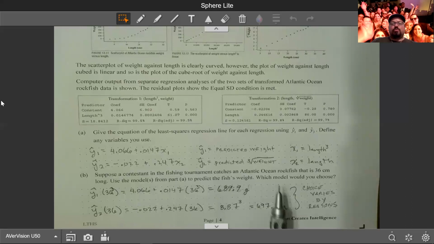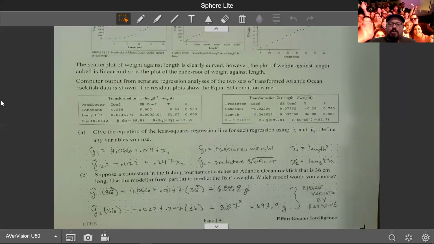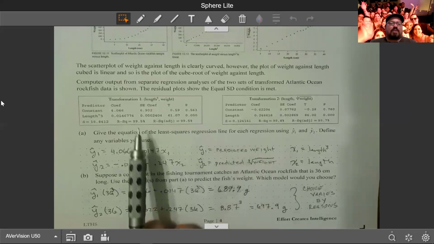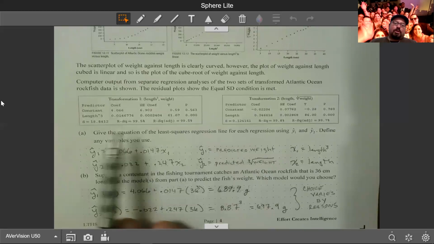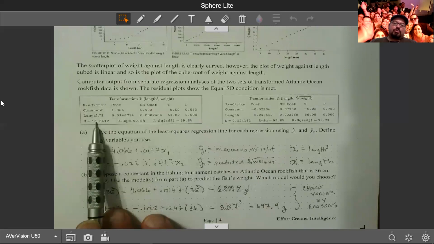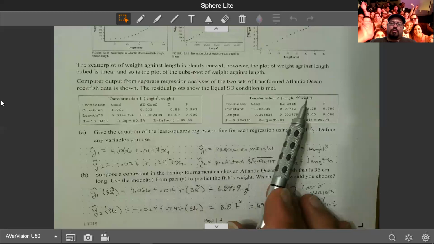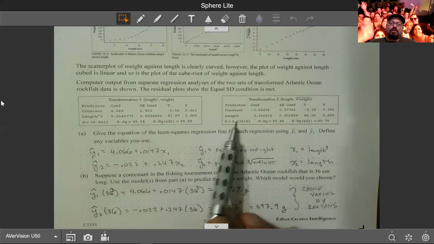And we'd ask, which one would you choose? Well, it's going to vary by reasons. Here, R squared is 99.8%. Here, R squared is 99.5%. So very, very good R squared in both cases. You might say, but the standard deviation of the residuals is more here than it is there. Well, on this one, we went with the cubed root of the weight, so the y values are much, much smaller than the y values over here.